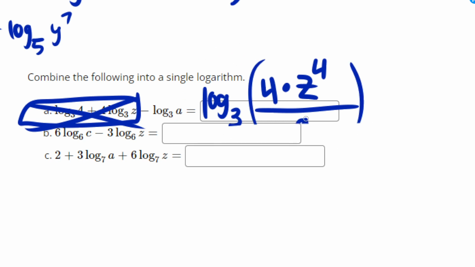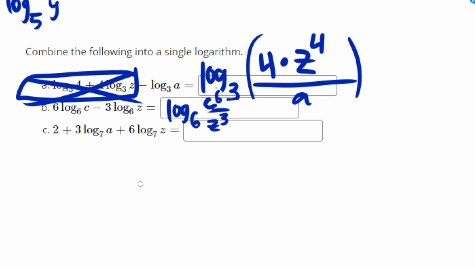And I'm going to give myself some room. This would be log base 6 of c to the 6th divided by z cubed. That's kind of harder to see. It's kind of hard to write when there's not a lot of room. c to the 6th. And then this one is 2 plus 3 log base 7 of a.